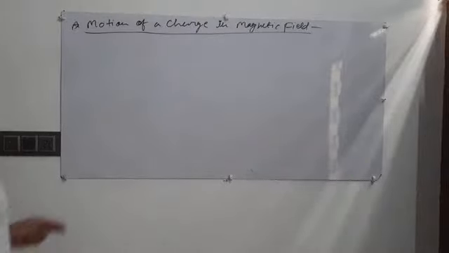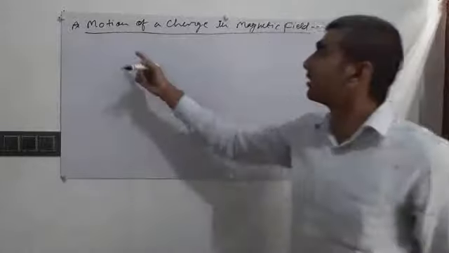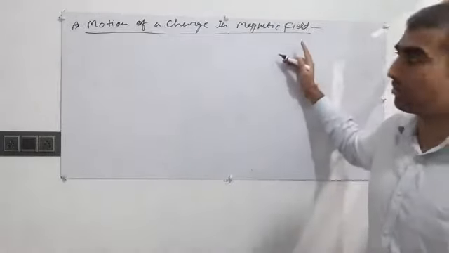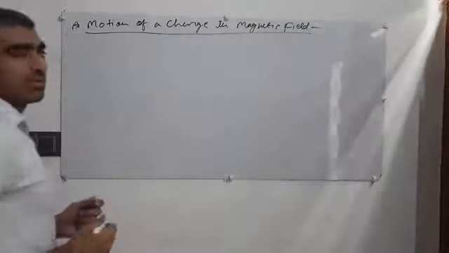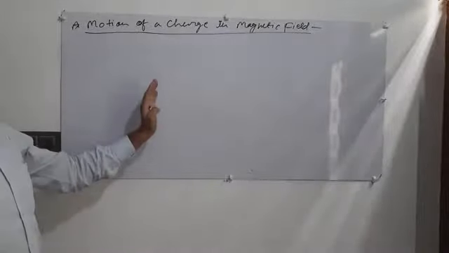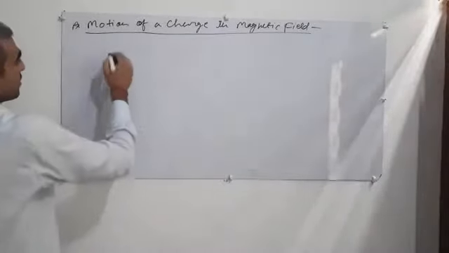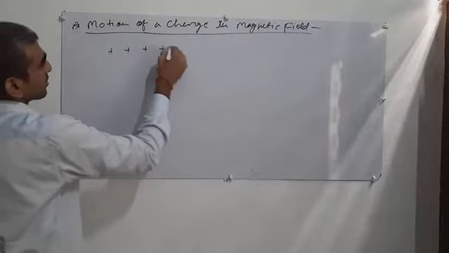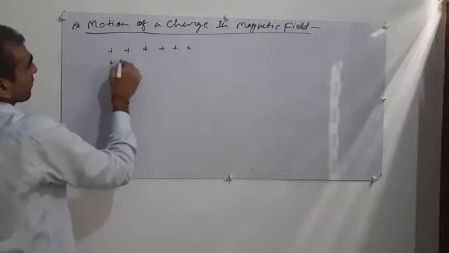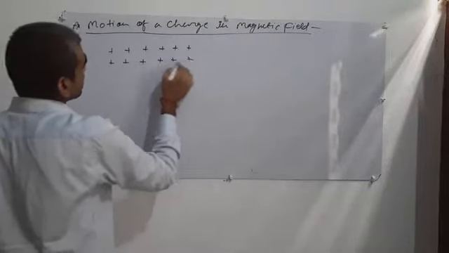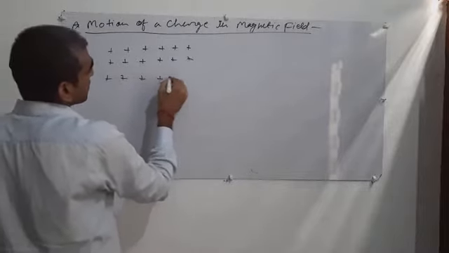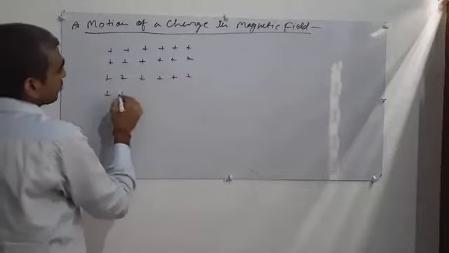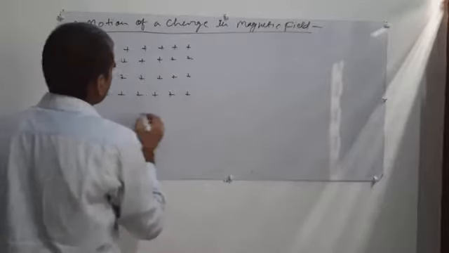Now, our new topic is motion of a charge in a magnetic field. Okay, so let's see what happens when a charge is in motion in a magnetic field. We draw a magnetic field like this. This is only a diagram to represent the magnetic field.